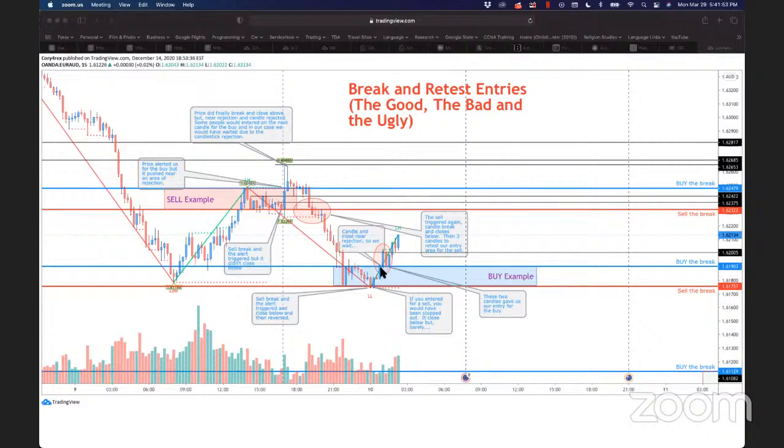Then this example right here. If we were going to buy the break of this little structure right here, this candle broke and closed, this candle broke and closed, right? But this candle came back, rejected, and retested our level. We would have been getting in on this candle. We would have hit all our targets on there.